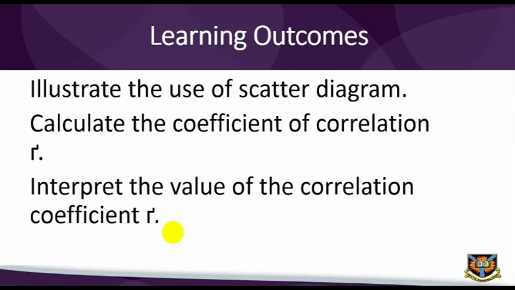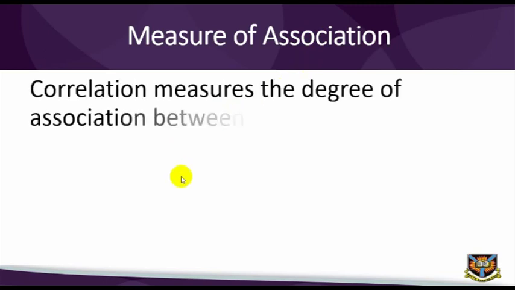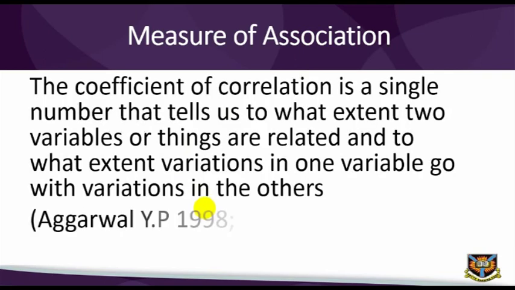Content. Section 1. Measure of association. Correlation measures the degree of association between variables. The coefficient of correlation is a single number that tells us to what extent two variables or things are related and to what extent variations in one variable go with variations in the others. Agarwal, Y.P. 1998, page 120.